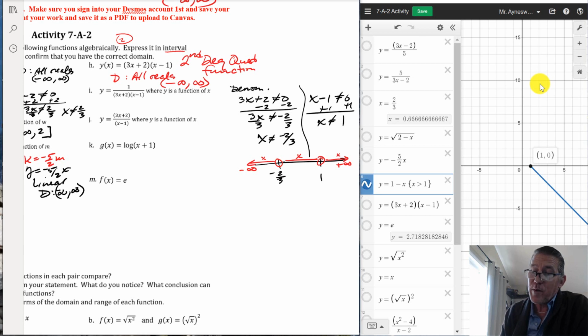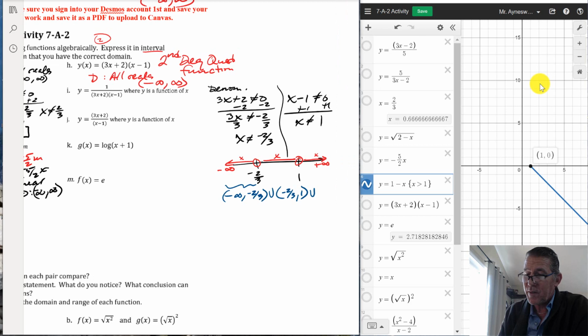We talked about this in our previous activity in 7A1. We had one just like this, if you recall. And so this interval is from negative infinity to negative 2/3 open, union. The one in the middle is from negative 2/3 to 1, and then union. And then the one to the right is 1 to infinity, so 1 comma infinity. And this is the domain, written in interval notation for this.